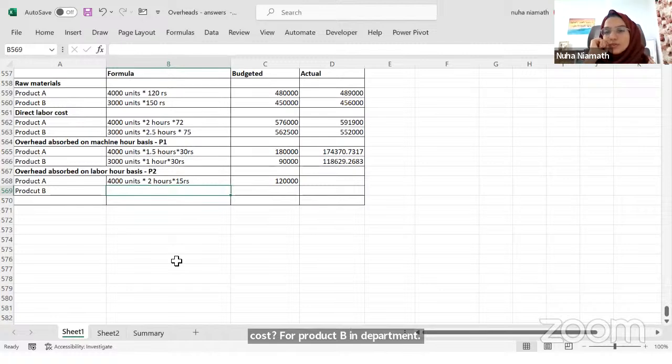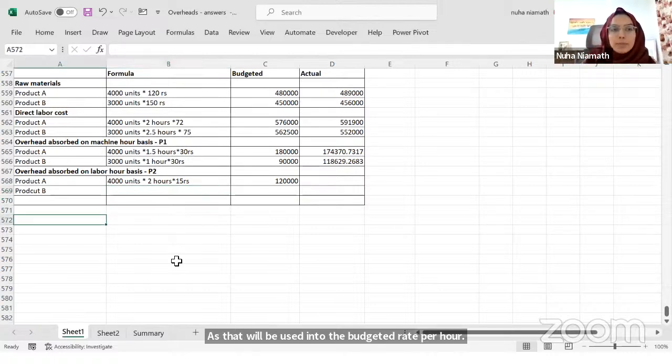3,000 into 2.5 into 15. Great. How about the others? Apart from Atira, has nobody else arrived at this? Okay, great, Khatija. How about the others? Perfect. Thank you, Naja. So it's very simple. Budgeted cost will be your actual units into the budgeted hours that will be used into the budgeted rate per hour. Very simple. You don't have to confuse yourself.